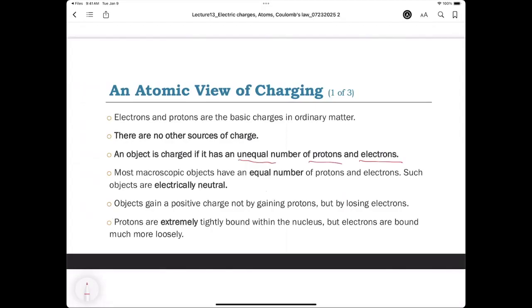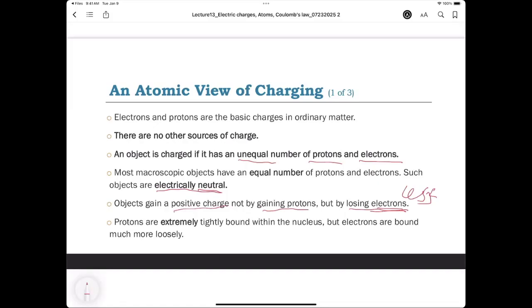Most microscopic objects have an equal number of protons and electrons. Such objects are electrically neutral. Objects gain a positive charge not by gaining protons, but by losing electrons, because losing electrons means there are fewer electrons, and so it will have a positive charge.